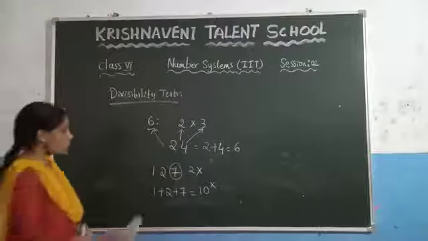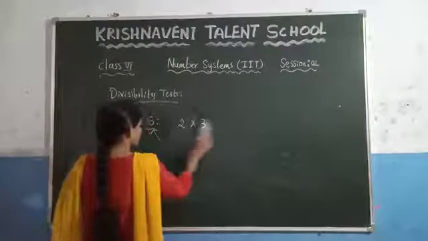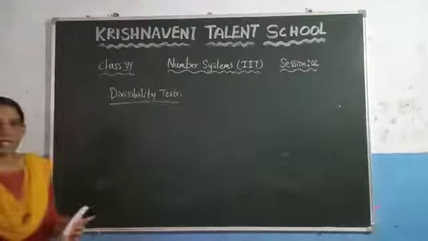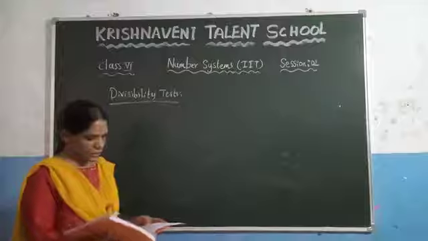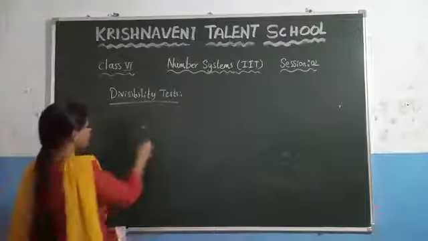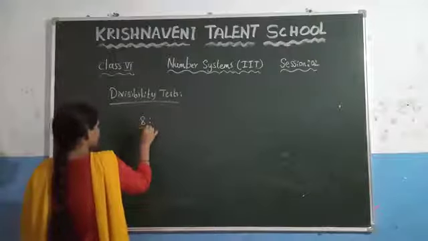Now see the next one. So here the divisibility rule for 7 is not given in your book. Next see the divisibility rule for 8. So what does it state here? Next one, the divisibility rule for 8.